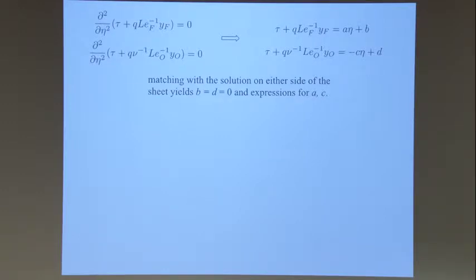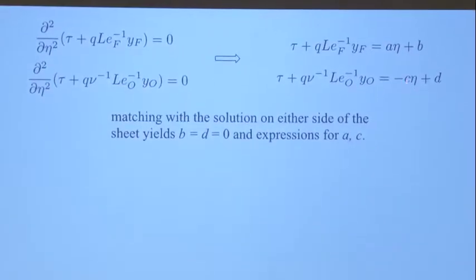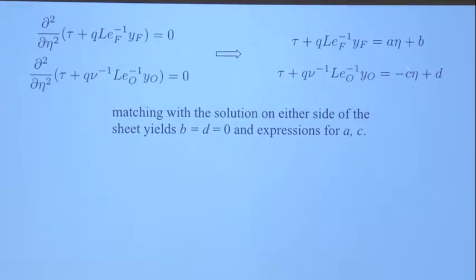I'm not showing you all the detail, but clearly the solution of this is a linear function, A eta plus B. The solution of this is also a linear function, C eta plus D. And these constants are obtained by matching with the solution outside. And so you obtain exactly what they are. In particular, since the Burke-Schumann solution is such that there is no fuel on one side and no oxidizer on the other side, B and D are 0.